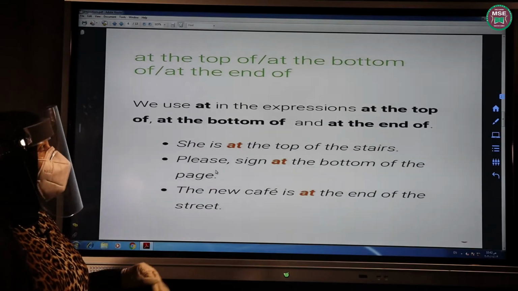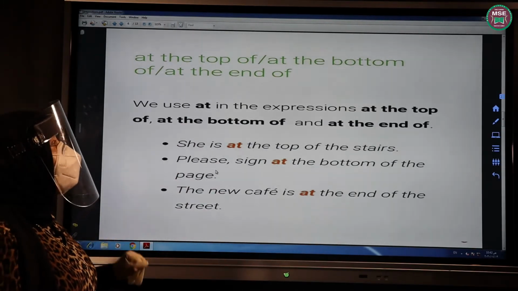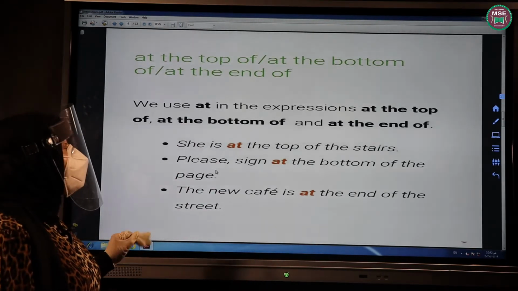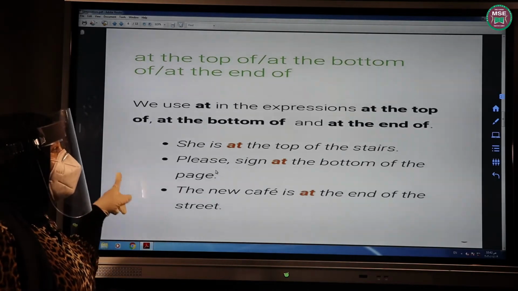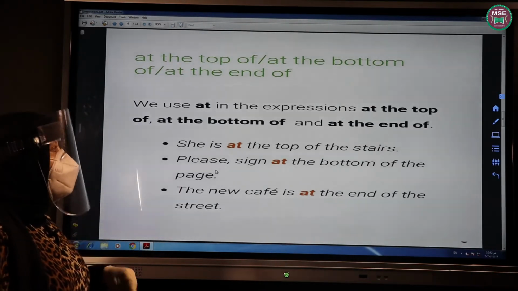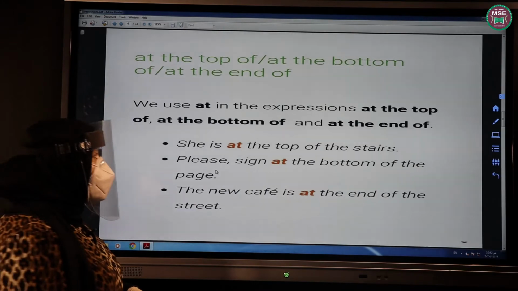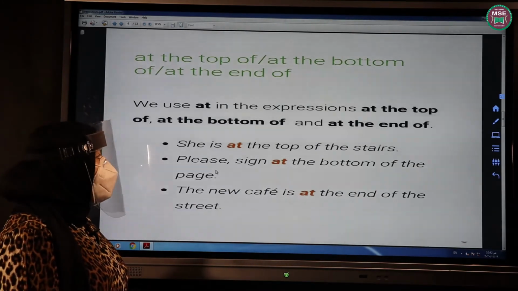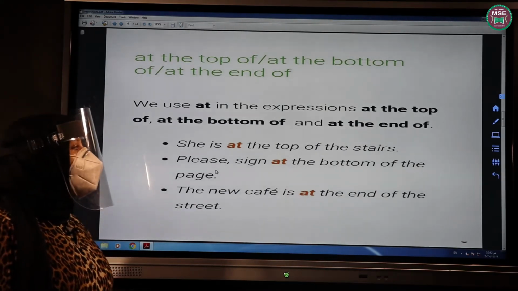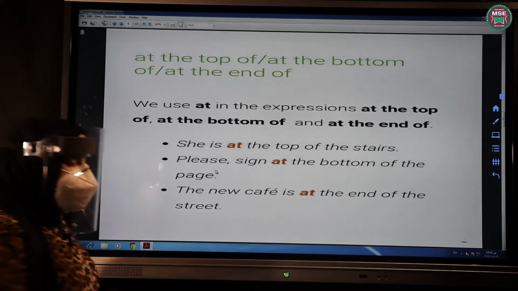At the top of, at the bottom of, and at the end of. These are expressions. I use at to talk about them. She's at the top of the stairs. Please sign at the bottom of the page. The new cafe is at the end of the street.